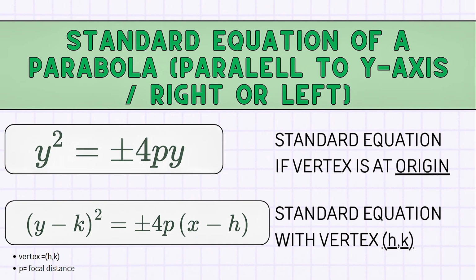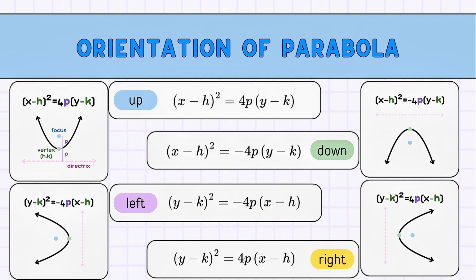Standard equation of a parabola parallel to the y-axis, opening right or left. We are going to use this formula only if our parabola orientation will be right or left. This is the orientation of parabolas and their standard equations. As you can see, down and left have negative 4p. Remember, down and left, we're going to use negative 4p. If we have up and right, we're going to use positive 4p.